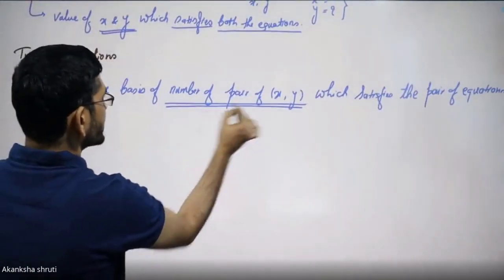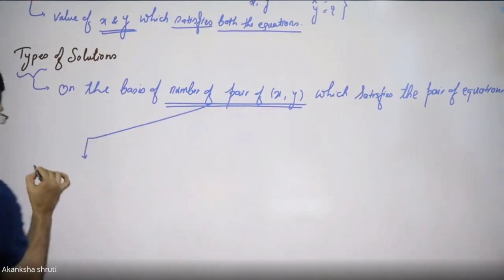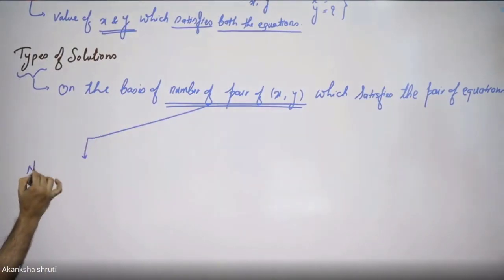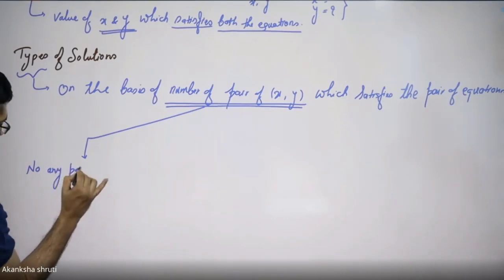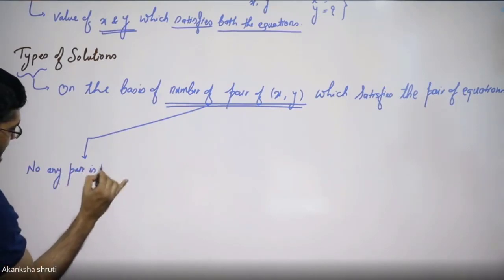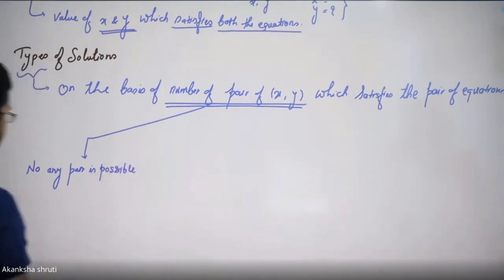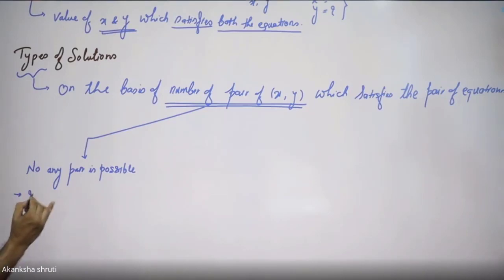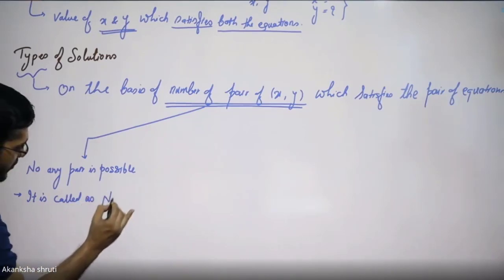If no pair is possible, then it is called no solution.